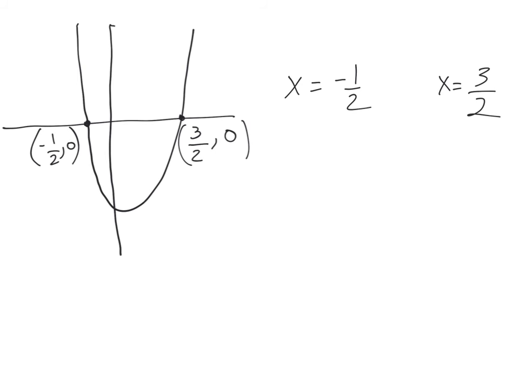Now, the difference with this one, I don't want fractions. If you guys remember, we don't really want fractions. So I want to get rid of the fractions. So on this one, I'm going to be multiplying by 2. Okay? And so I get 2x equals -1 and 2x equals 3, okay?